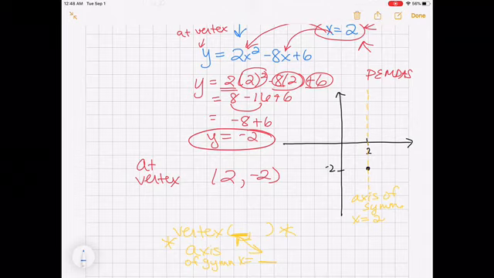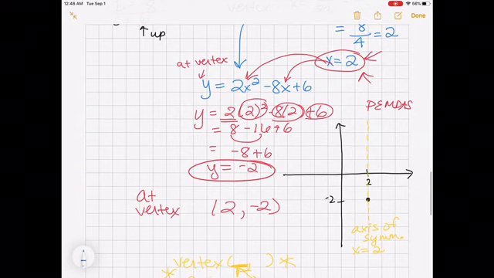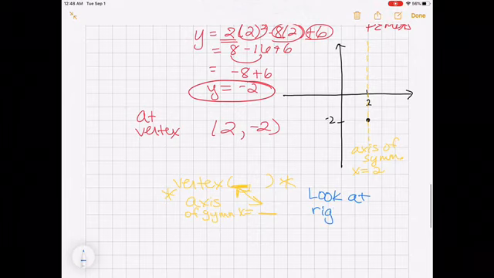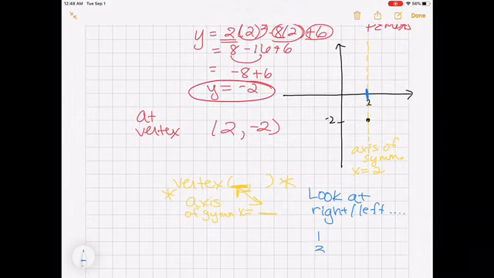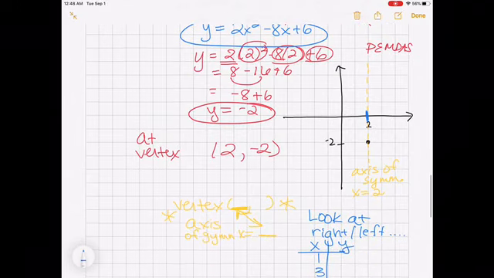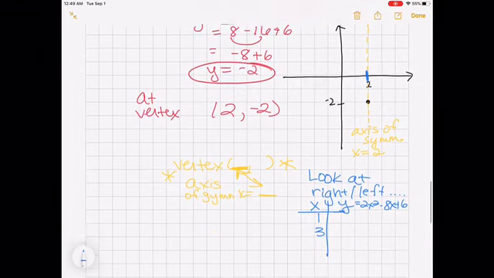And now we just need a couple more points to flesh out what's going on in this standard form of the equation. So let's look at the right and the left of what's going on. So we know that if the x value for the vertex is at 2, the right and the left of that would be like a value like 1 and 3. So let's make a little graph here, and we're going to plug it back into our original equation. 2x squared minus 8x plus 6. So here we go.